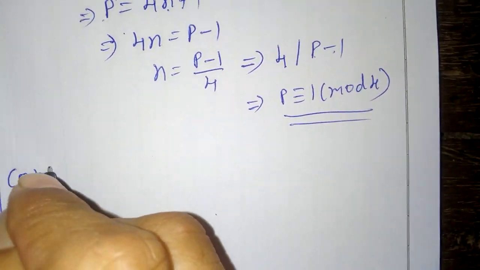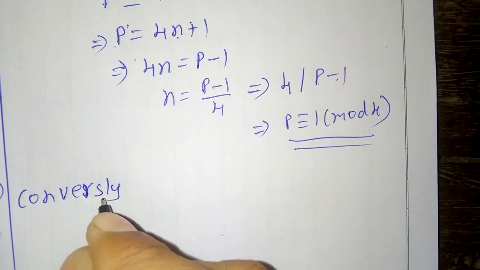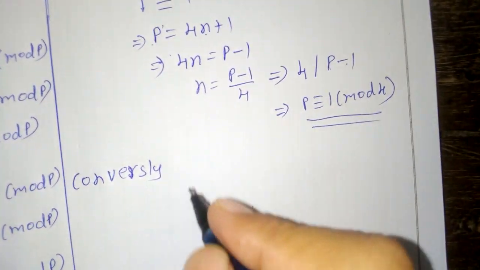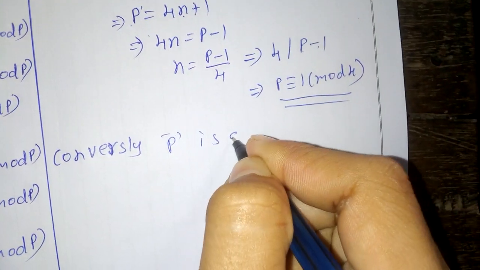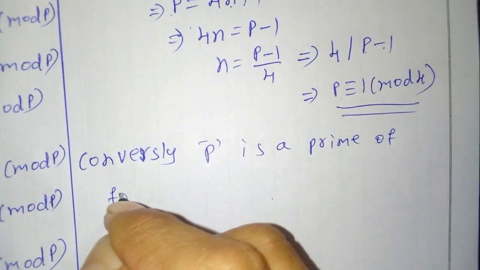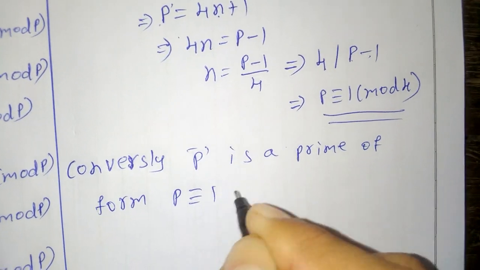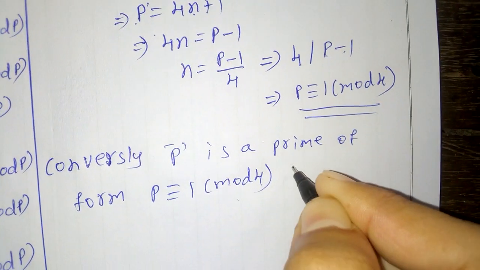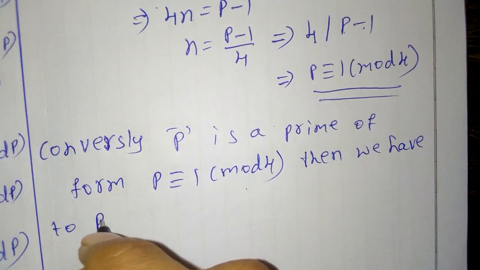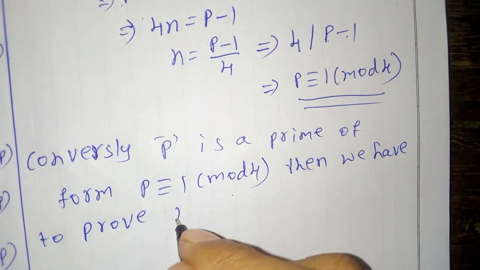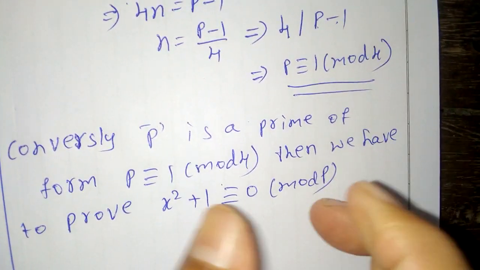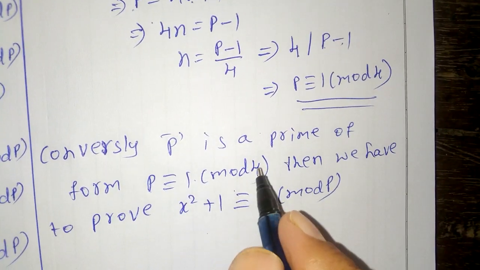If we assume conversely that p is a prime of the form p ≡ 1 mod 4, then we have to prove that x squared plus 1 ≡ 0 mod p has a solution. We have to prove this if p ≡ 1 mod 4.